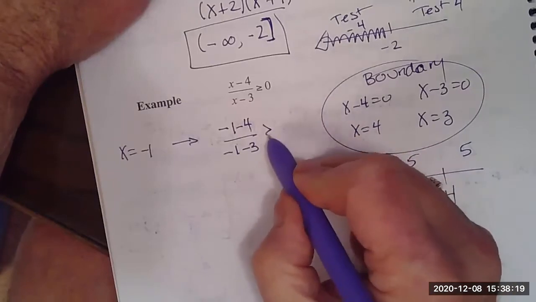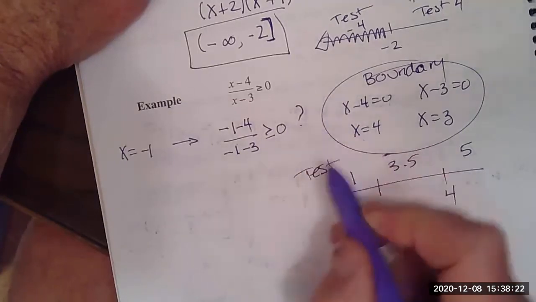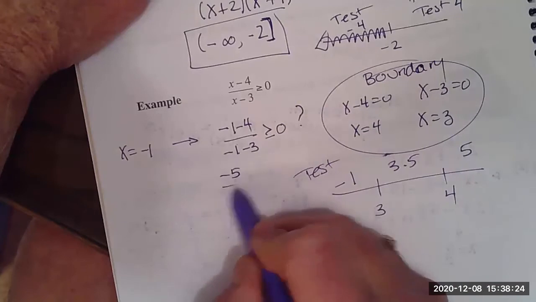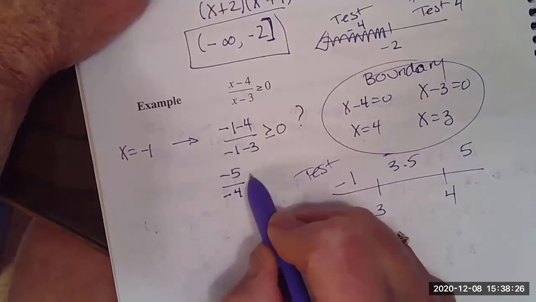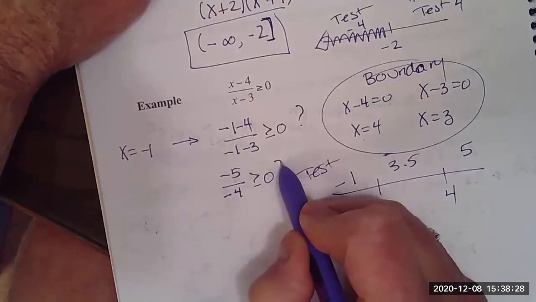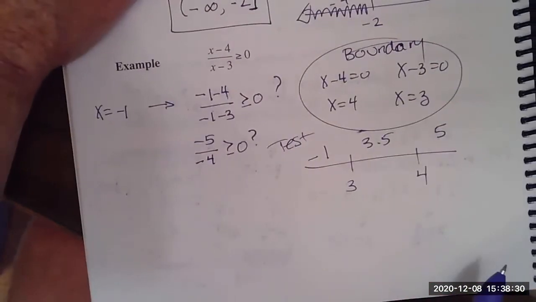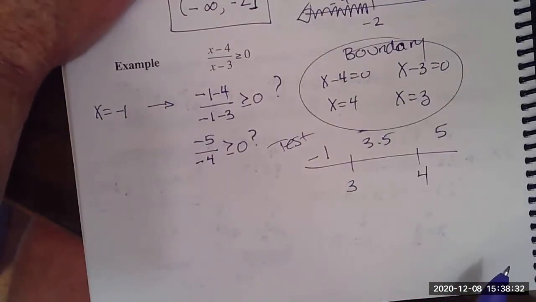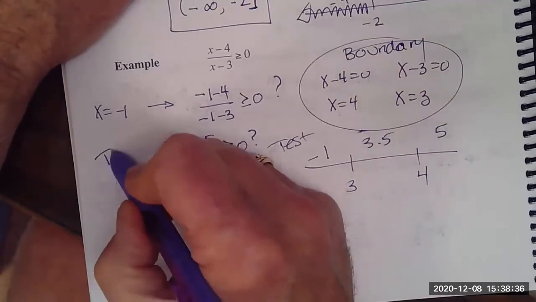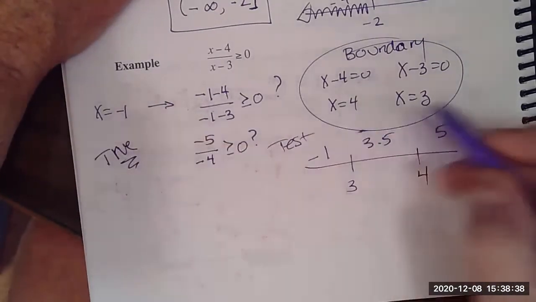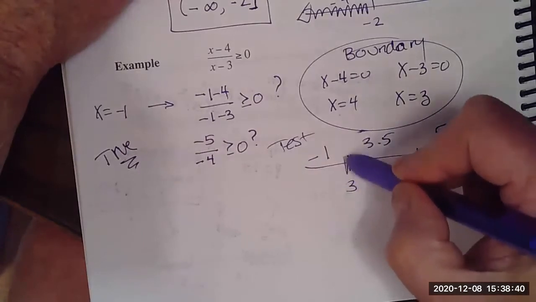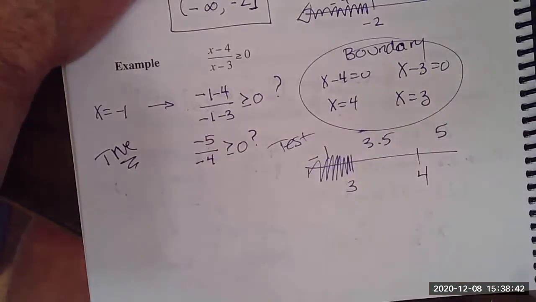I wonder if it's greater or equal to 0? Is -5 over -4 greater than or equal to 0? I think it is. That's positive 5/4. That's bigger than 0. So this is true, or yes. So that was over here. So squiggle, squiggle, squiggle. That's all the answers over there.